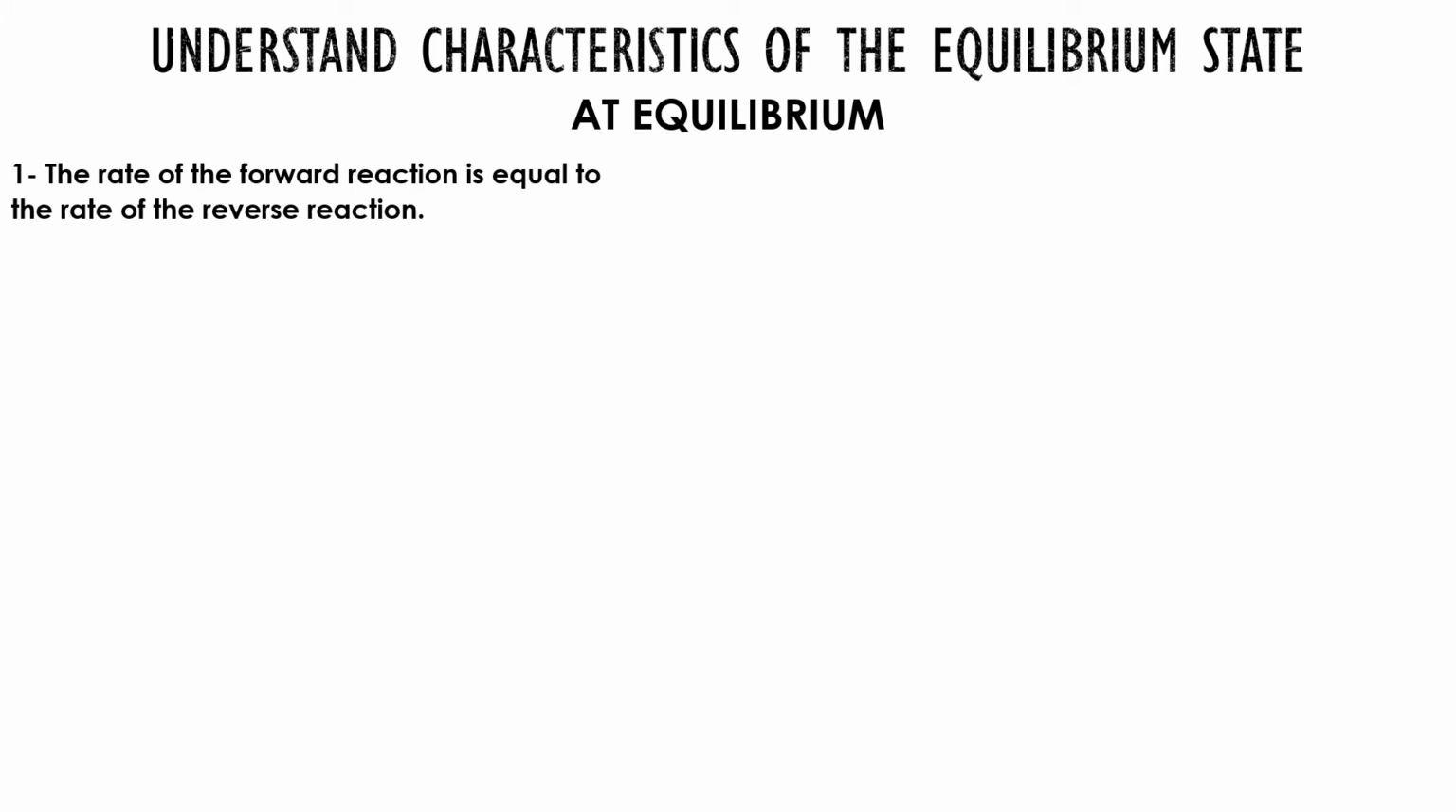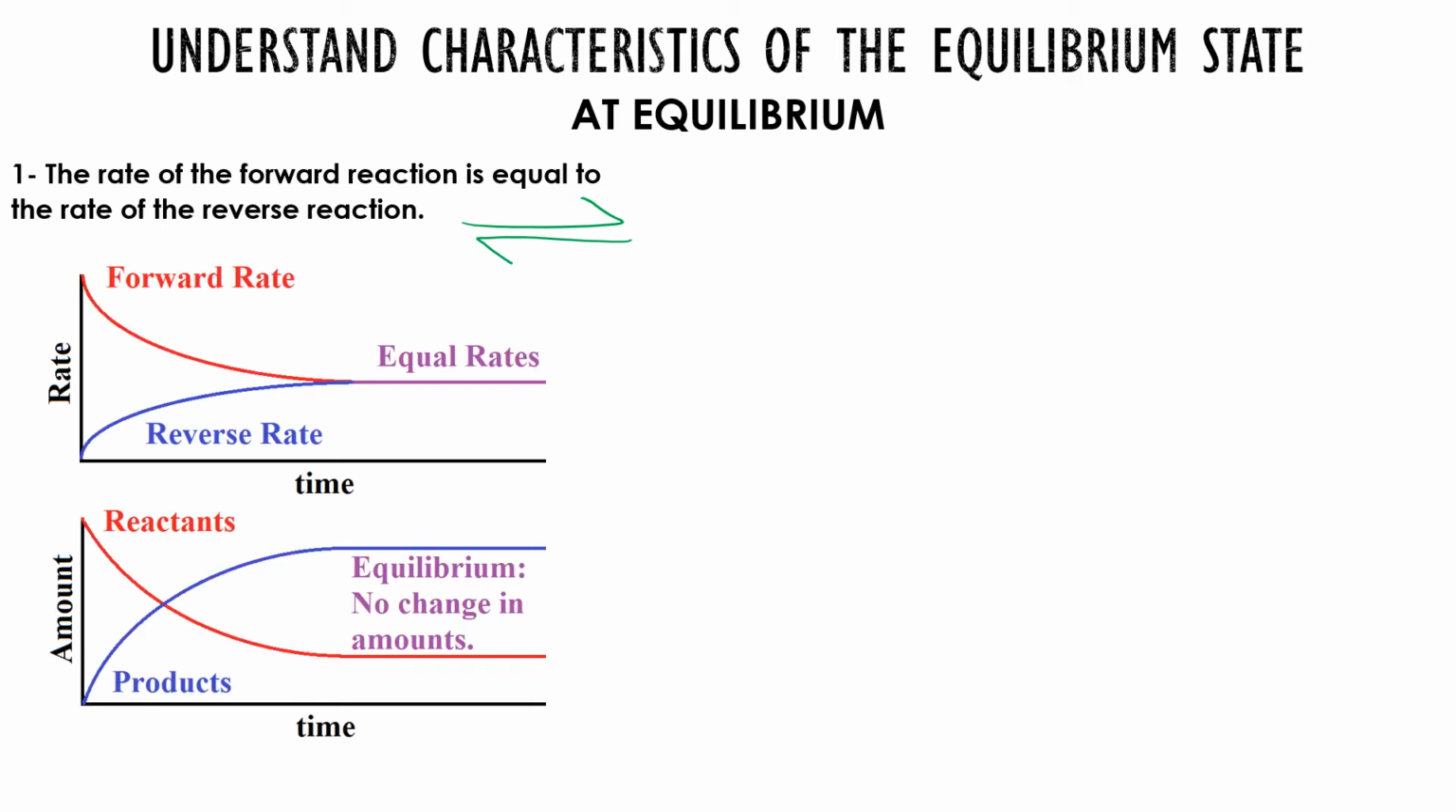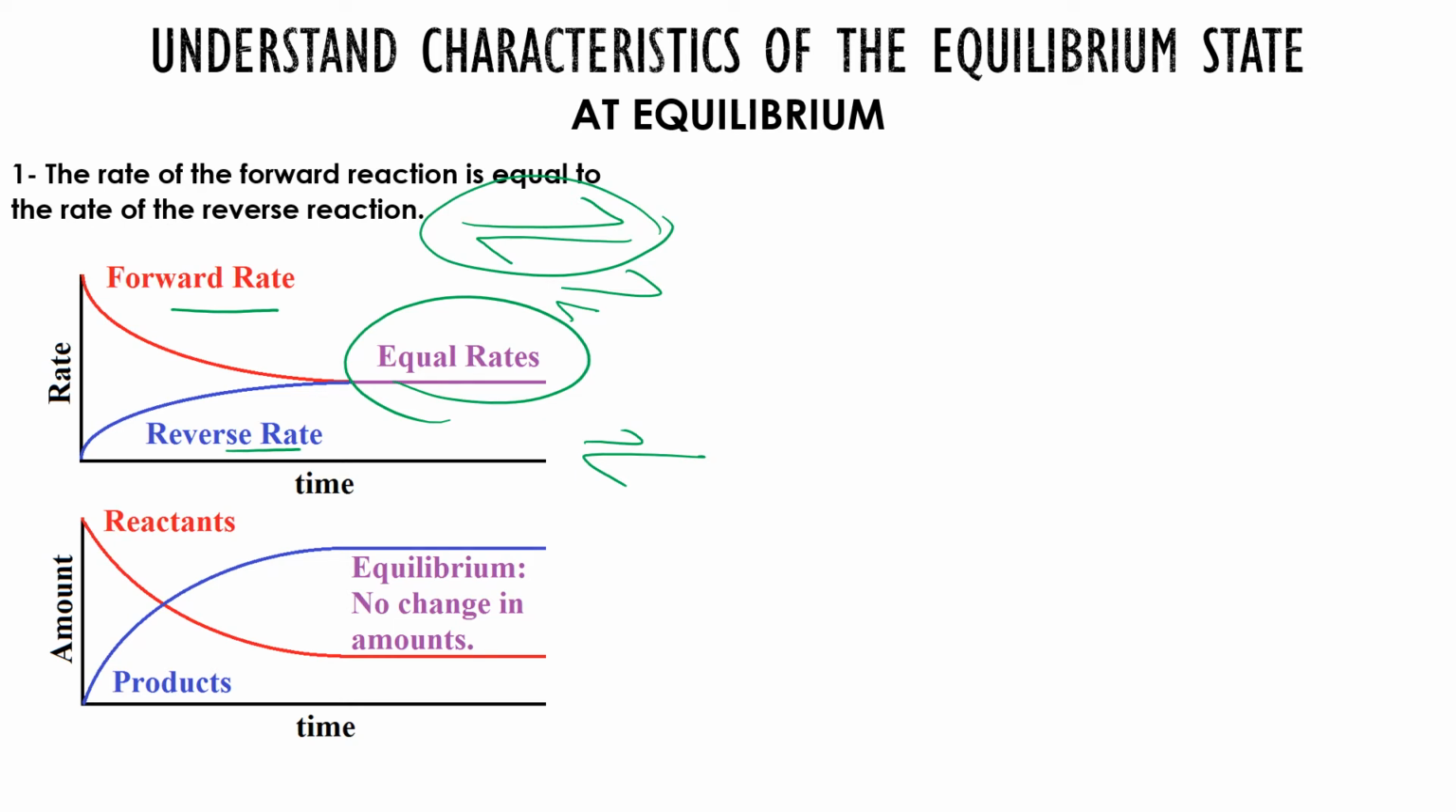First of all, at equilibrium, the rate of the forward reaction is equal to the rate of the reverse reaction. For that reason, we draw the reversible arrow with two identical and opposite arrows. We have here the forward rate and the reverse rate. They are equal. If we don't have equal arrows like that, it means that it's not dynamic equilibrium. We should have the reversible arrow displayed like that. Otherwise, we don't have dynamic equilibrium.